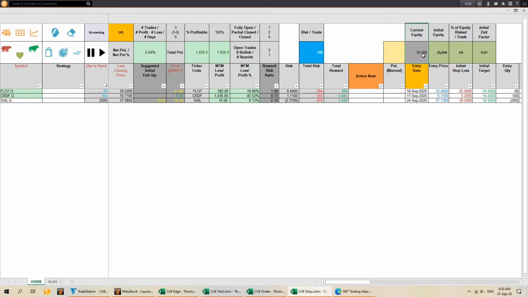Current equity is 34,828. 1% of that becomes 348. That is what is used as my risk allowed in each trade. That is 1% of equity. Currently the equity is 34,828. Therefore, the risk allowed in my next trade is 348. This is one important thing.